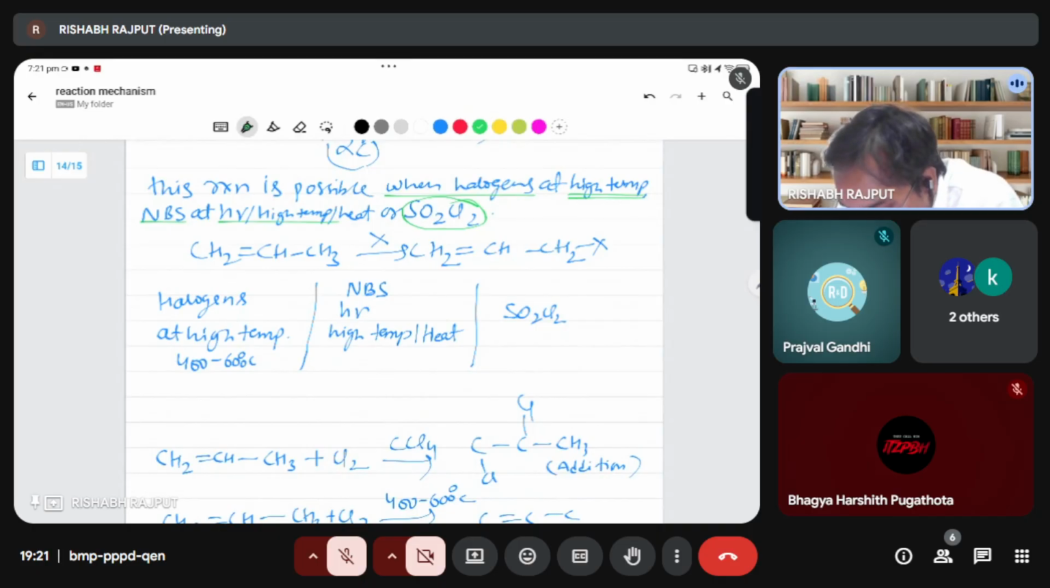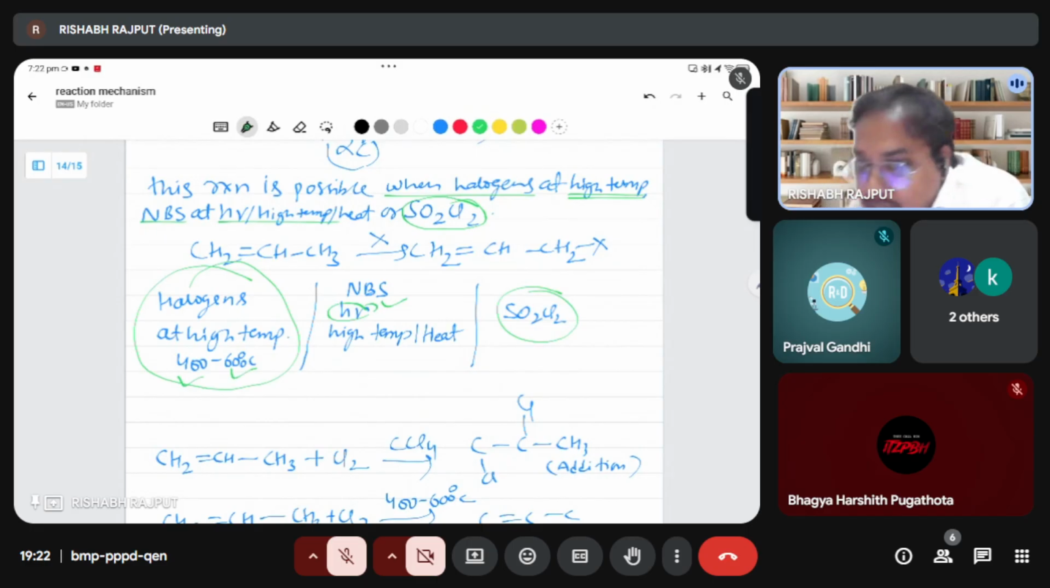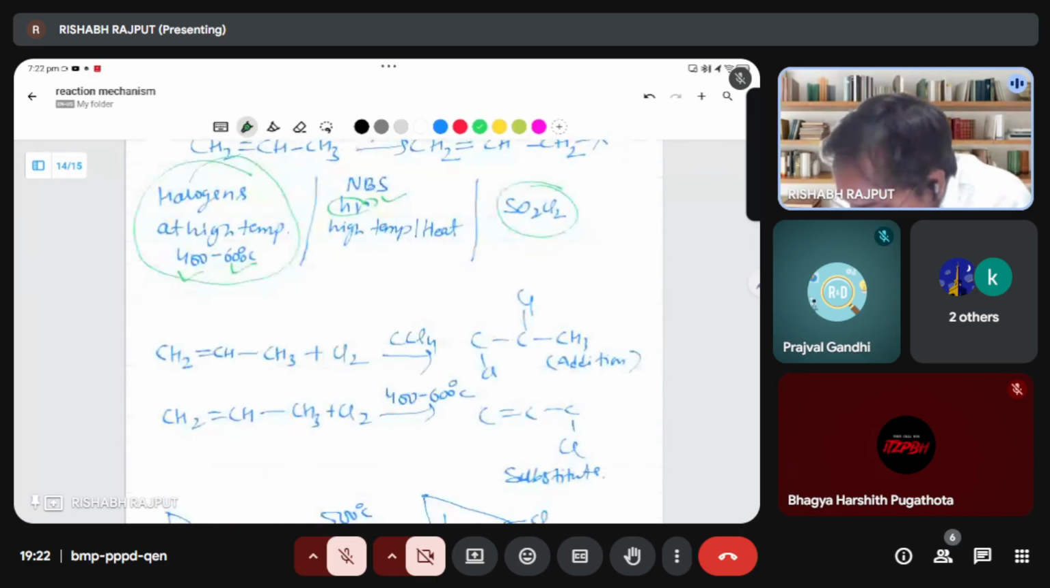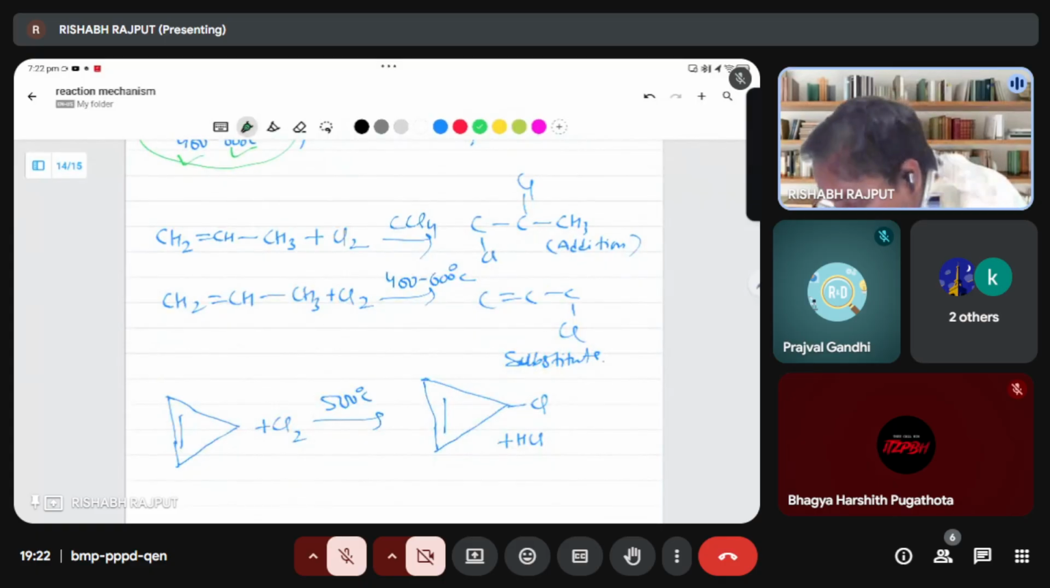Okay, guys. If you have halogen at high temperature, 400 to 600, I already discussed in the class. Don't say 200, 300, no. Only 400 to 600. NBS in the presence of light at high temperature, or SO2Cl2. In this case only you will get the allylic substitution reaction with alkene. I have written two types of reaction here.